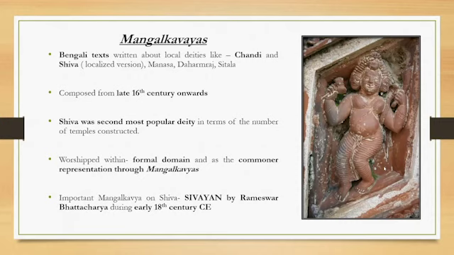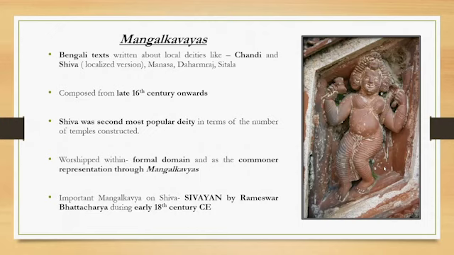Special mention needs to be made of Shiva. He is worshipped both as a formal deity as well as his localized form depicted in the Mongol Kavyas. The most elaborate Mongol Kavya written on Shiva was during the early 18th century by Rameshwar Bhattacharya called Shivayan. In the text, he is shown as a weed smoker and a farmer by profession, who is not keen enough to engage in any form of physical hardships to earn his livelihood.